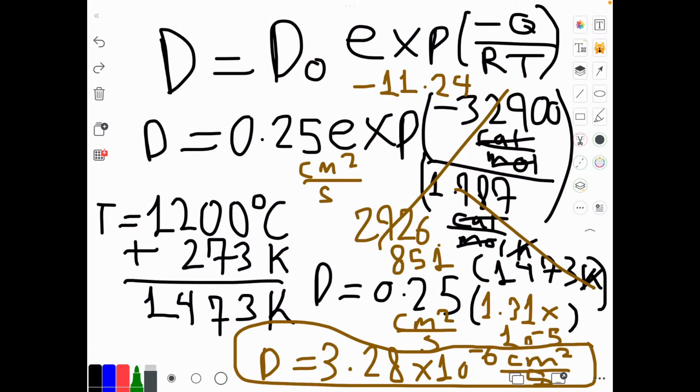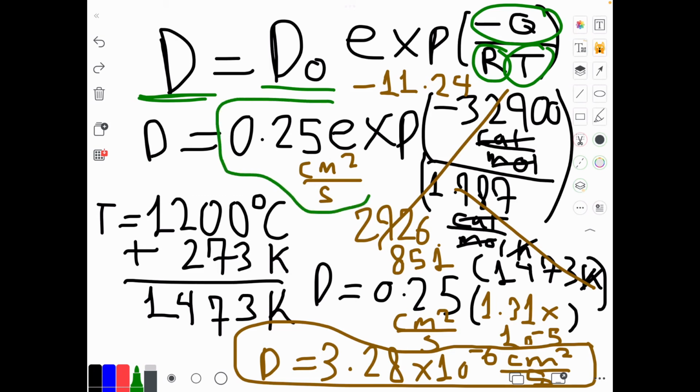Now, we know the crown value, and we know the value for x in centimeters. And this is the reason we make it in centimeters, because this value is in centimeters. So, the diffusivity value is D naught times e to the power negative Q, the activation energy, over R, which is a constant, and temperature. We know that D naught from the question was 0.25 centimeters squared per second.